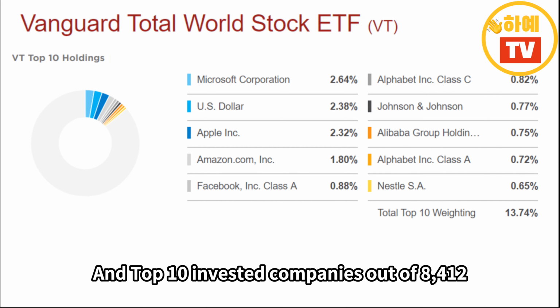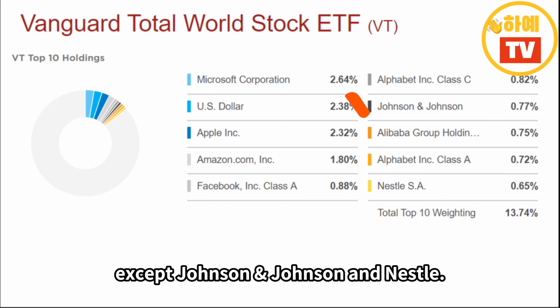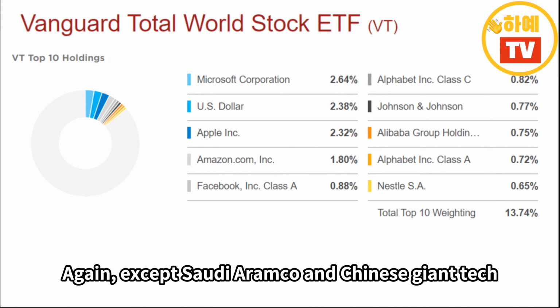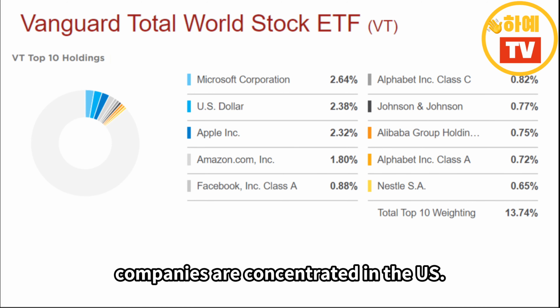And the top 10 invested companies out of 8,412 holdings are all related to the technology sector except Johnson & Johnson and Nestle. Again, except Saudi Aramco and Chinese giant tech companies Tencent and Alibaba, most of the world's top 10 market cap companies are concentrated in the United States.